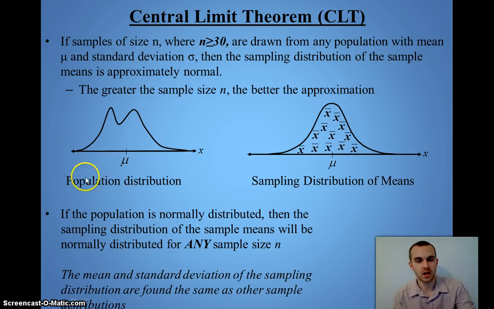However, also with this, if we know that the underlying population distribution is normally distributed, then any sample size n will work. The big thing we have to pay attention to is that when we talk about the sampling distributions of the means, we have to make sure we're using the standard deviation of the sampling distribution, which is sigma divided by the square root of n.